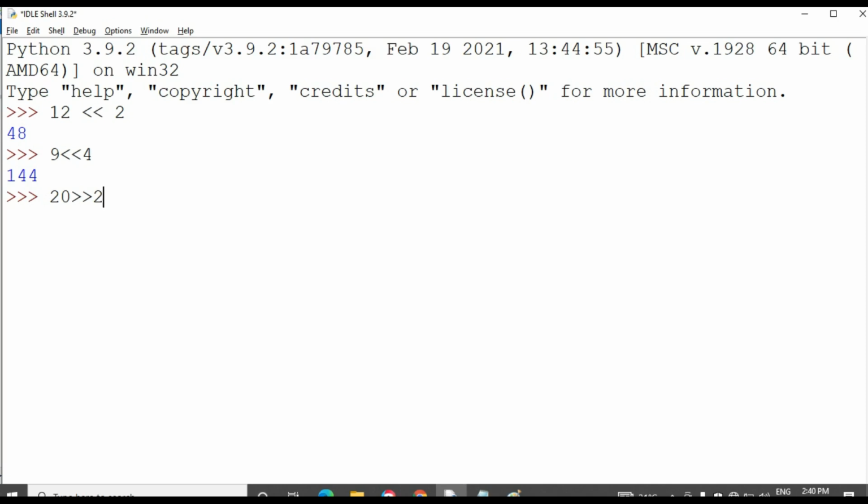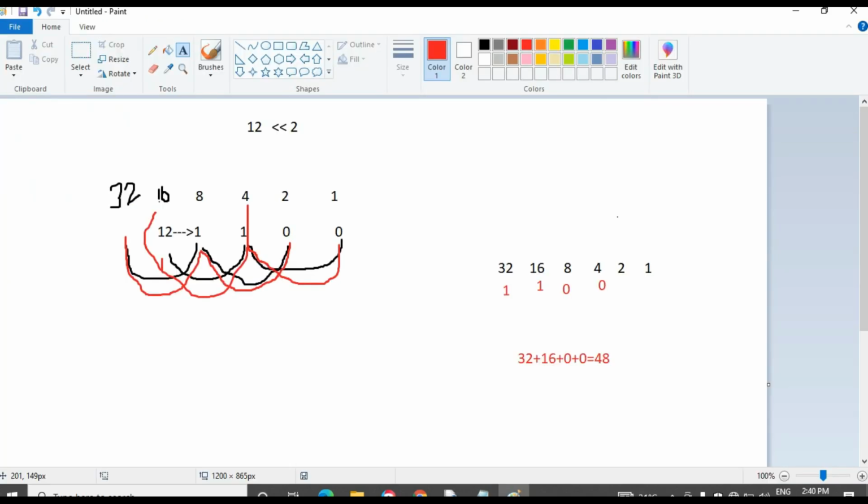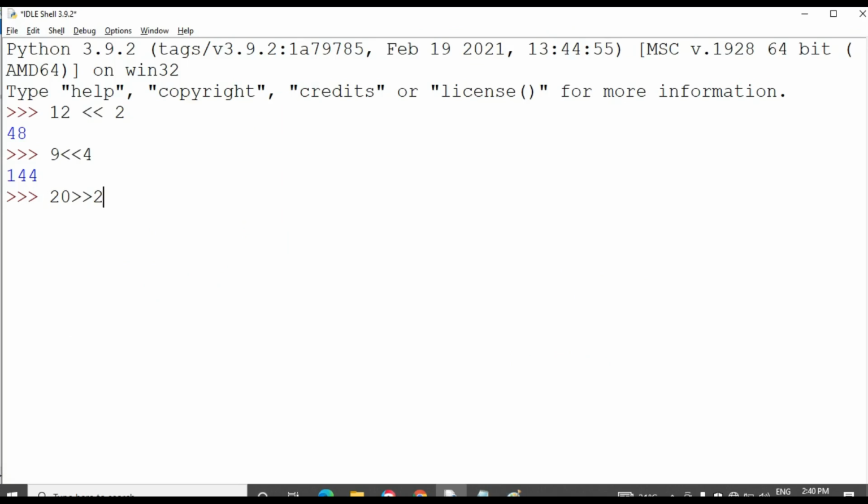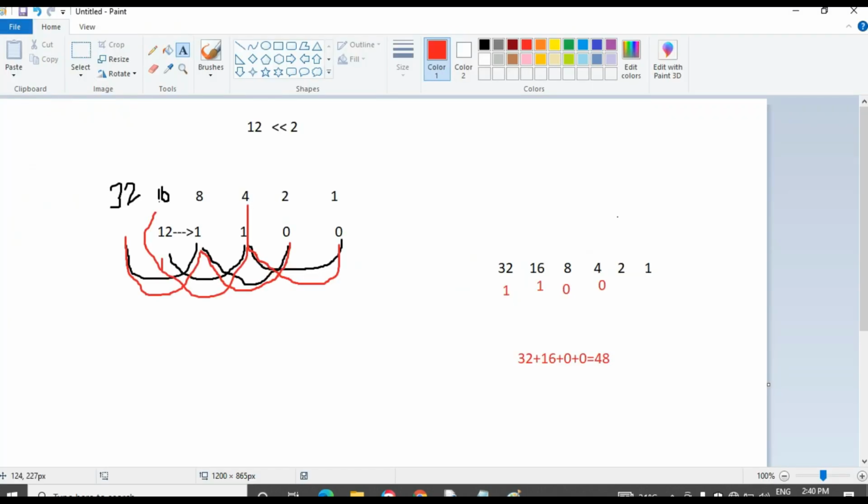In the above cases, the element was shifted to the left side, and in this case the element should be shifted to the right side. Let's see this. First see what the output will be. We got the output 5. Let's see how the operation will be performed.